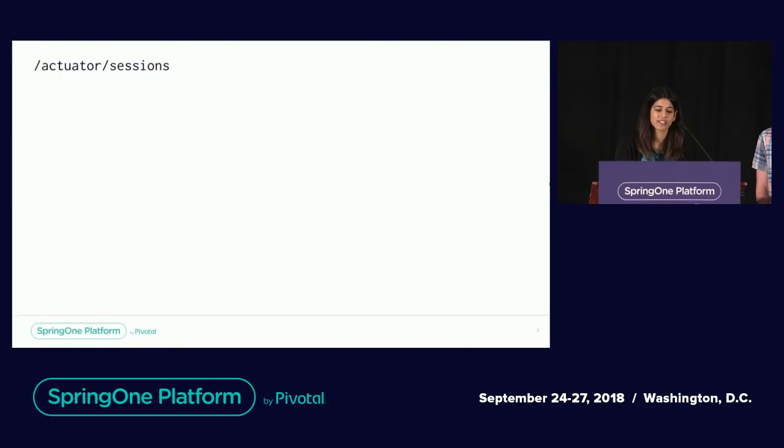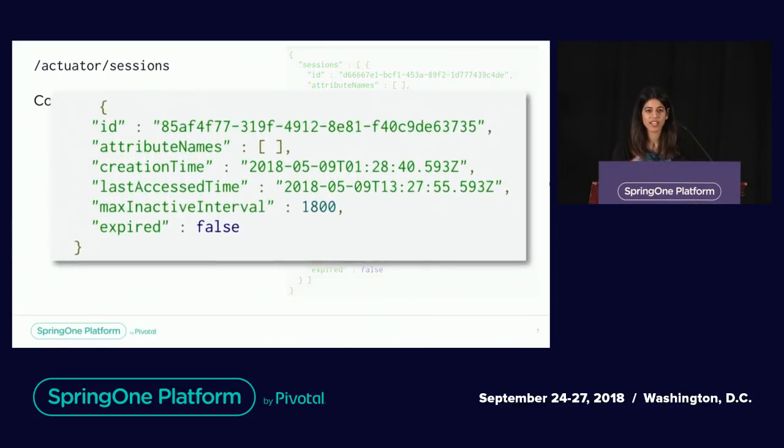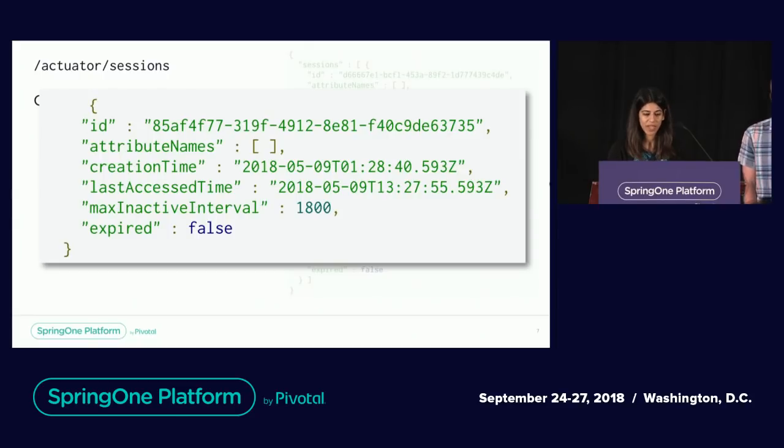The next one is the sessions endpoint. And this is a contribution from another member of the community, Vedran Pavic. The sessions endpoint will be available when you have Spring Session on the class path. And as you can see, the response looks somewhat like this. So we can get the session for a particular user. You will see when the session was created, when it was last accessed, if it's expired or not. And you can also hit the delete method on the sessions endpoint to delete sessions for a particular user.